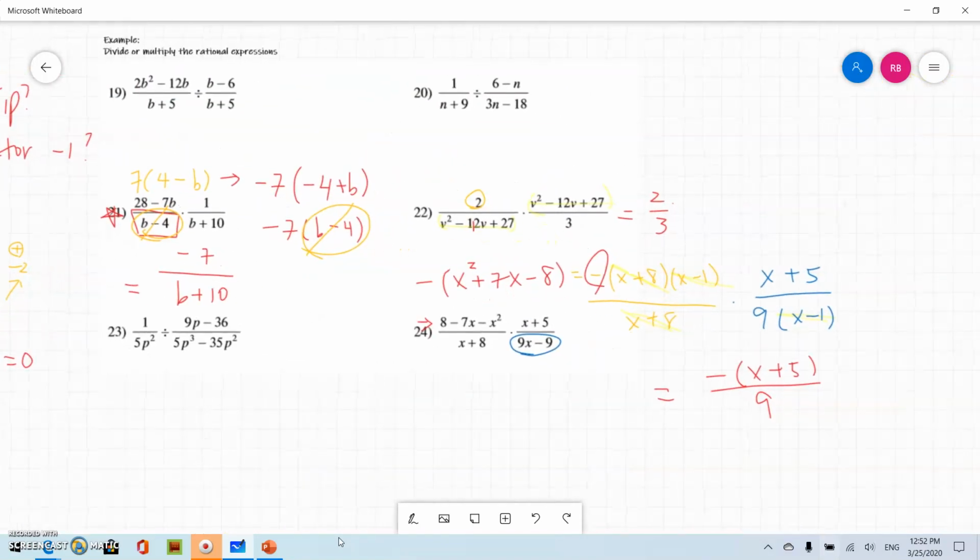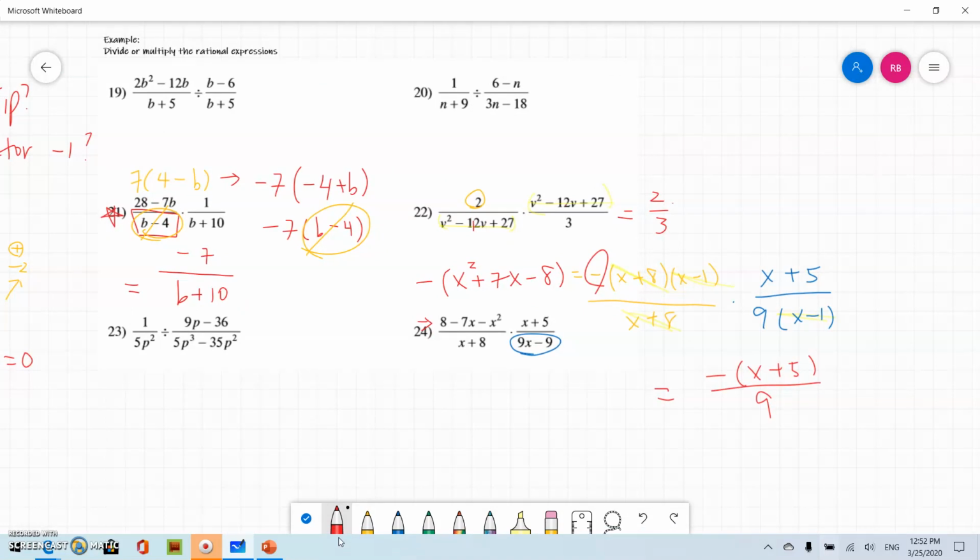And we looked at multiplication. In multiplication, you just multiply top with the top and the bottom with the bottom. But you can also cancel what's on the numerator with what's on the denominator. So that's why we can cancel out x plus 8 and x plus 8, but also x minus 1 and x minus 1, because this x minus 1 is in the numerator and this is in the denominator.